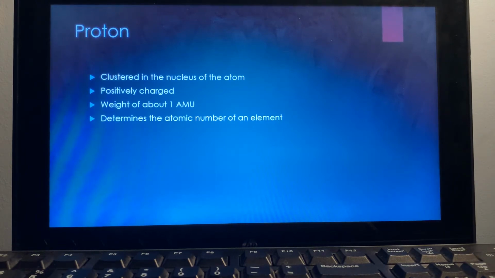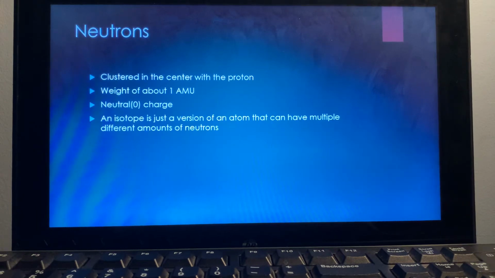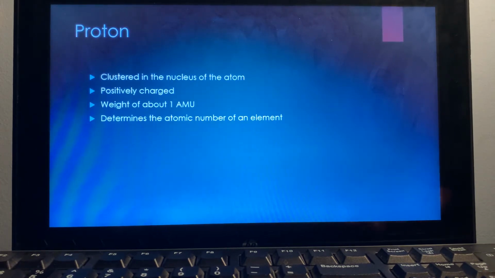For example, hydrogen is atomic number 1. It has 1 proton. If you change the amount of protons, you change the atom, or which element it is. Now, the neutron is clustered in the center with the proton. Its weight is also 1 atomic mass unit, which means that protons and neutrons are what determine the atomic weight. And it has no charge, which just means it's neutral. If we go back, we see that the proton is positively charged. A proton has a charge of 1+, which will be important later.